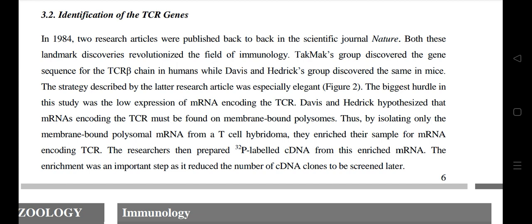The strategy described by the latter research article was especially elegant. The biggest hurdle in this study was the low expression of mRNA encoding the TCR. Davis and Hedrick hypothesized that mRNAs encoding the TCR must be found on membrane-bound polysomes.